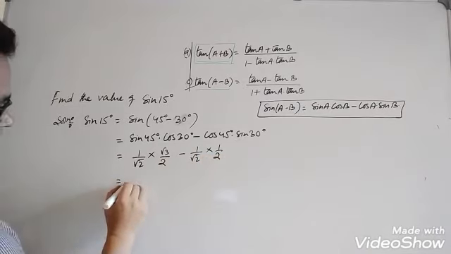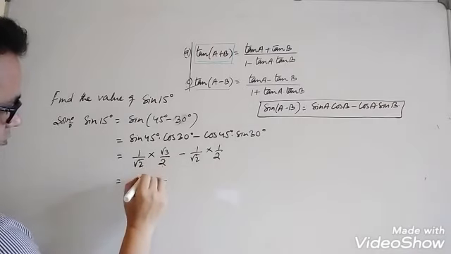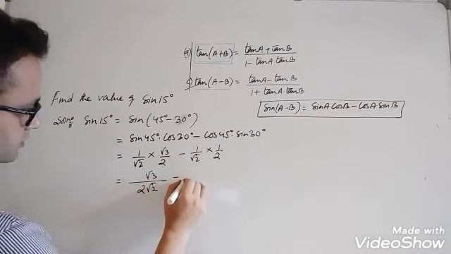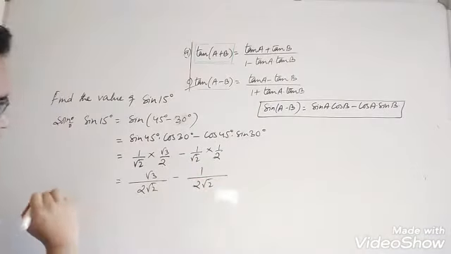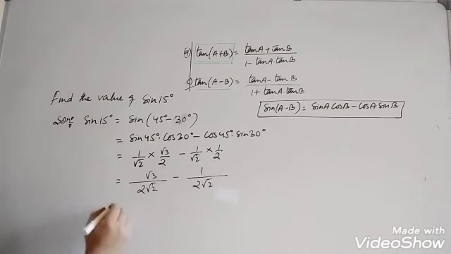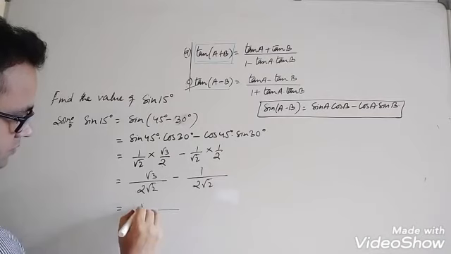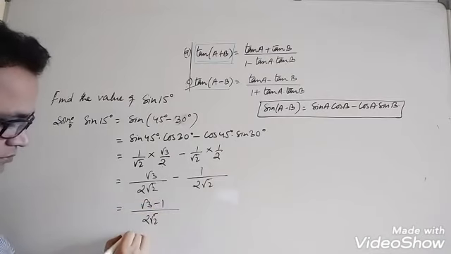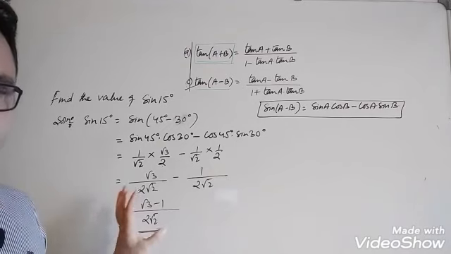So this will be, now 2 into root 2 is 2 root 2, 1 into root 3 is root 3, minus 2 root 2, plus 1 into 1. Now take LCM. LCM is 2 root 2. Here is root 3 minus 1. And this is the answer. Okay, this much for today. In the next class, I will solve the questions based on today's formulas.